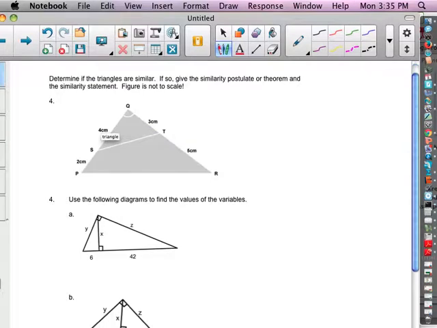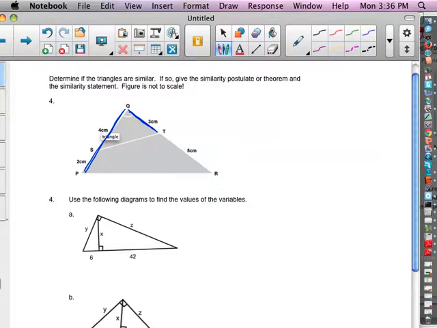Oh, forgot to renumber these. I think I put an extra problem in here. Determine if the triangles are similar. If so, give the similarity postulate or theorem and the similarity statement. And this one's tricky to look at because it's actually turned around so that this side, QR, corresponds to this side, QP.